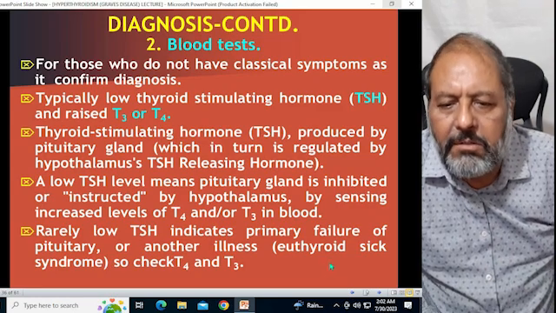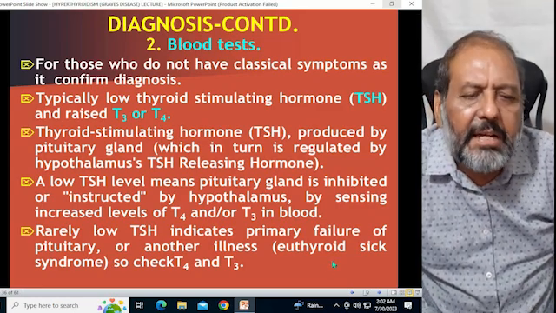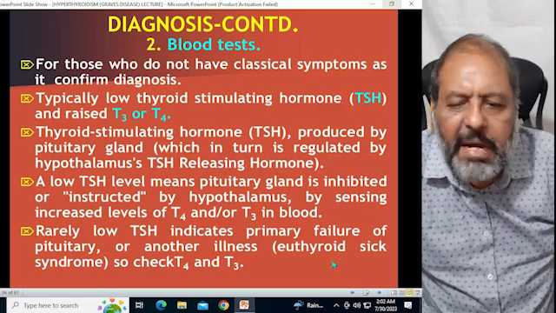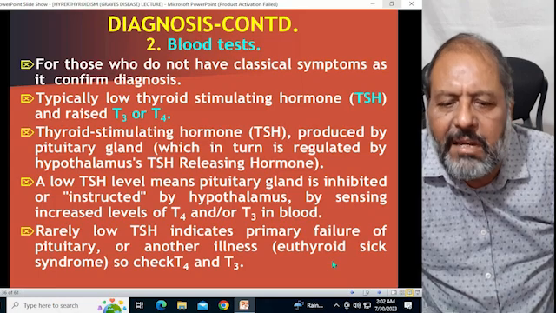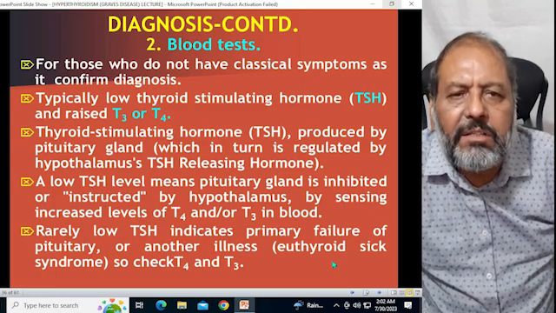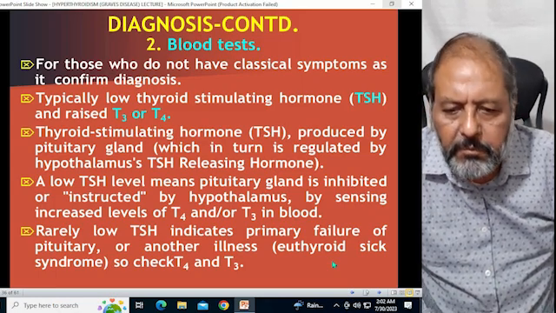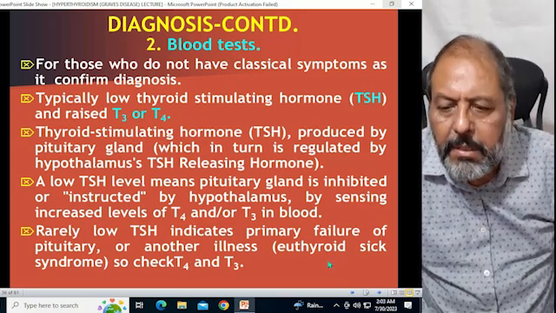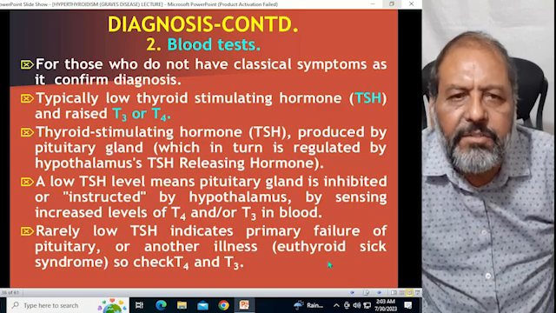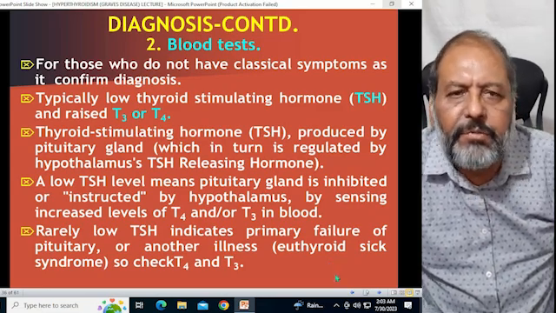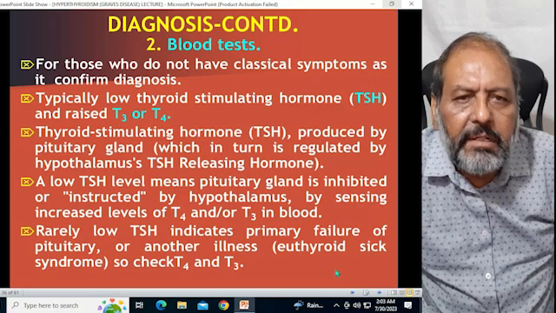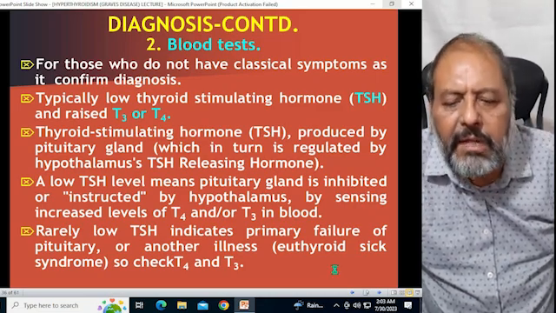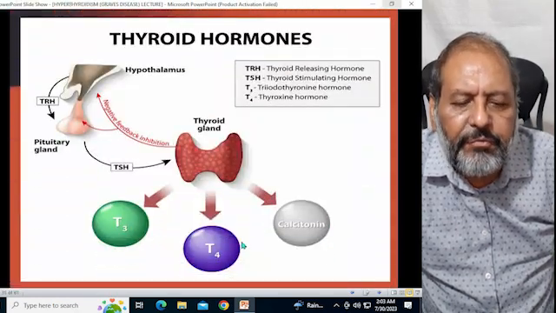A low TSH level means the pituitary gland is inhibited by the hypothalamus, sensing that there is an increased level of T4 or T3 in the blood. So that stops via the negative feedback mechanism. Rarely, low TSH indicates primary failure of the pituitary or another illness that is called euthyroid sick syndrome. So one should always check T3 and T4.